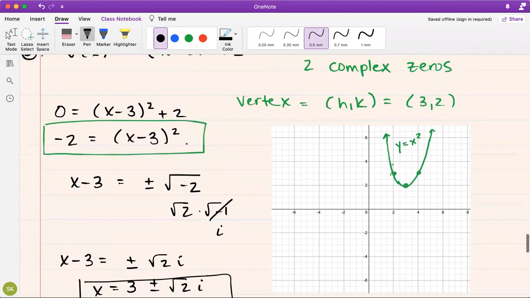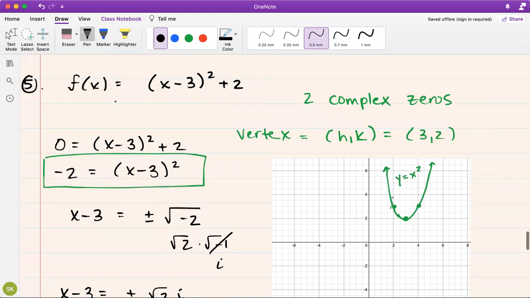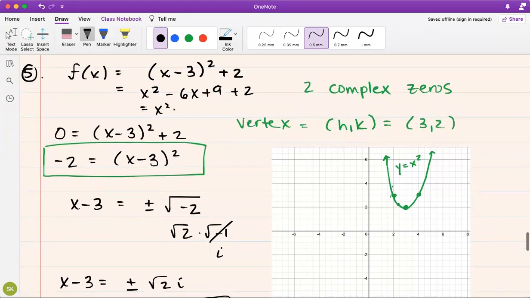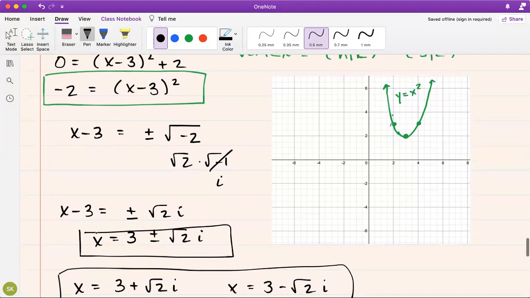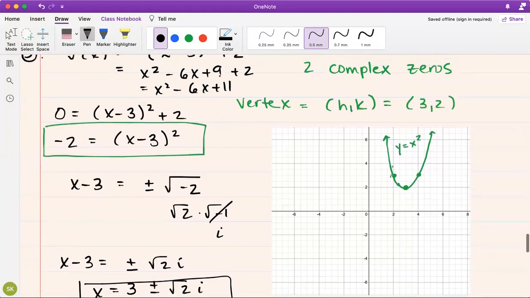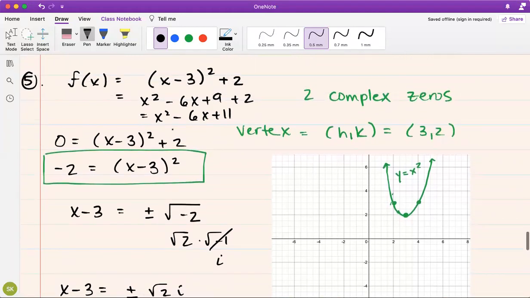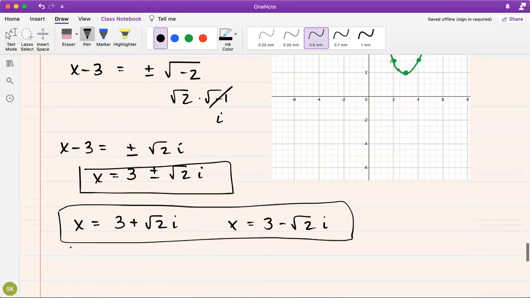Another way to do this problem is you could FOIL this out. If you FOIL this out, you get x squared minus 6x plus 9 plus 2, which is x squared minus 6x plus 11, and you could use the quadratic formula. When you use the quadratic formula, you should get the same roots here. I'm not going to do that because I'm going to use the quadratic formula for the next function, but that's a good exercise to check and see if you get the same x-intercepts.